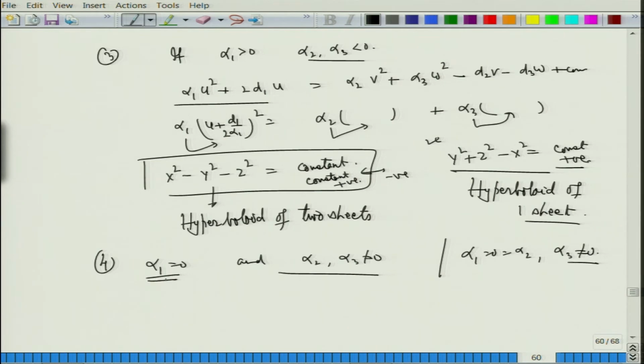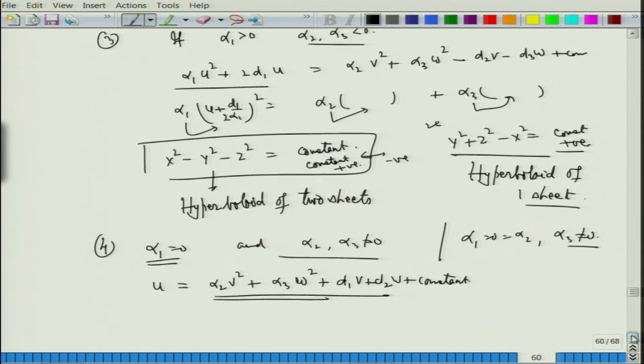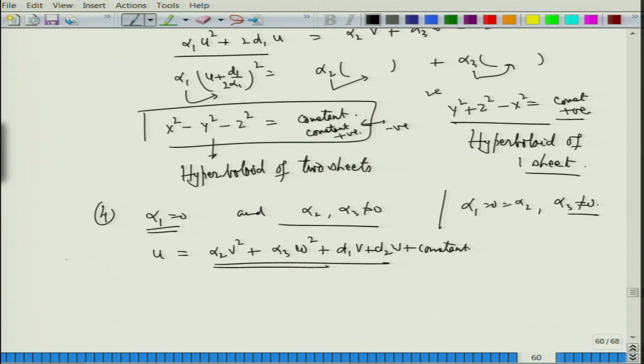So when alpha 1 is 0, what does it mean? I get something like u is equal to alpha 2 v square plus alpha 3 w square plus d1 v plus d2 w plus constant. All right. So you can see that you are getting in some sense a parabola, because in parabola the equation was y square is equal to 4ax. So there was one square term and there was a linear term here. Fine. So I need to understand both of them separately.